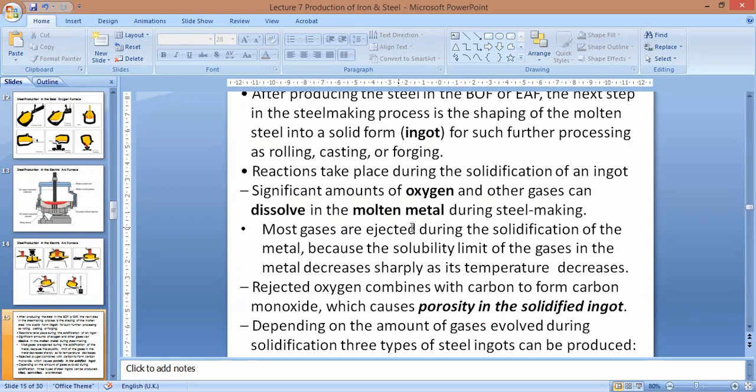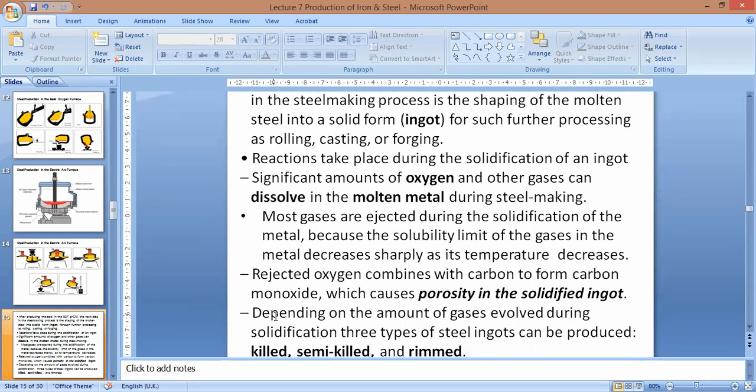Most gases are ejected during the solidification of the metal, because the solubility limit of the gases in the metal decreases sharply as its temperature decreases. So with decreasing temperature, if you remember the phase diagram, it has the solubility lines there. As you are reducing your temperature, you're crossing those lines, and then gases are being ejected from your steel. The oxygen is one of the gases that is ejected. This rejected oxygen combines with carbon to form carbon monoxide, which causes porosity in the solidified ingot.